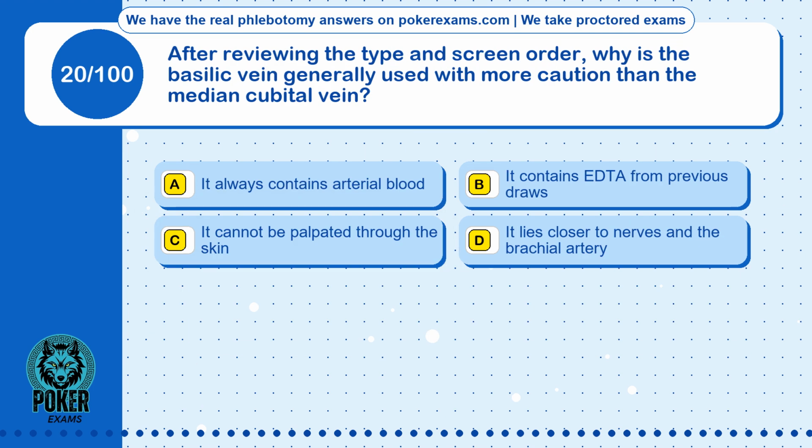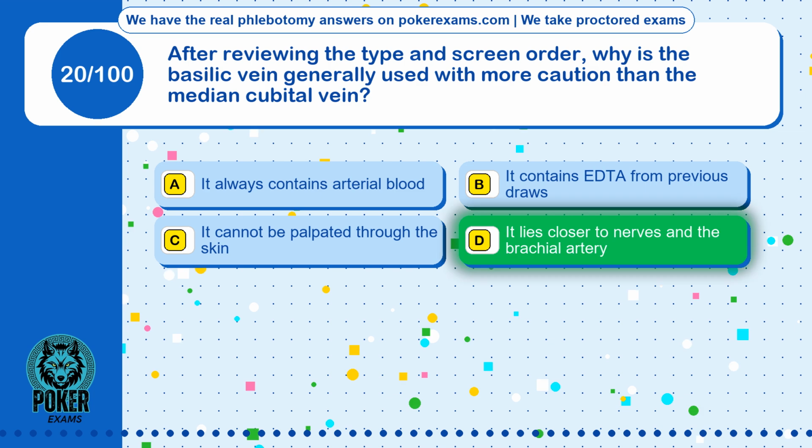Question 20. After reviewing the type and screen order, why is the basilic vein generally used with more caution than the median cubital vein? Option A. It always contains arterial blood. Option B. It contains EDTA from previous draws. Option C. It cannot be palpated through the skin. Option D. It lies closer to nerves and the brachial artery.